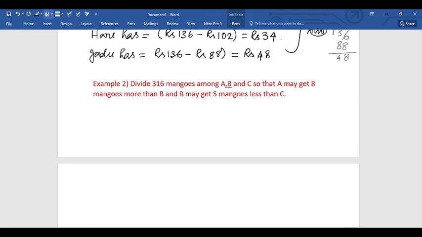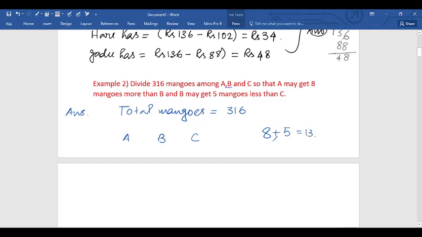Okay. Total mangoes is equal to 316. Now we have to distribute this among A, B and C in such a way that A may get 8 mangoes more than B, and B may get 5 mangoes less than C. Okay, now 8 plus 5, these 13 mangoes are extra.